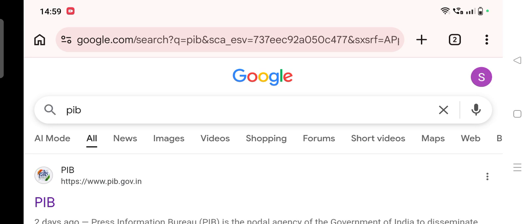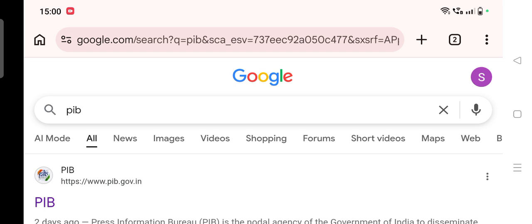Let us start with the current affairs section: government schemes and important updates from the judiciary, from the central government, and from state related news also. So there is something called PIB. I think you have heard about it. PIB means Press Information Bureau of India.